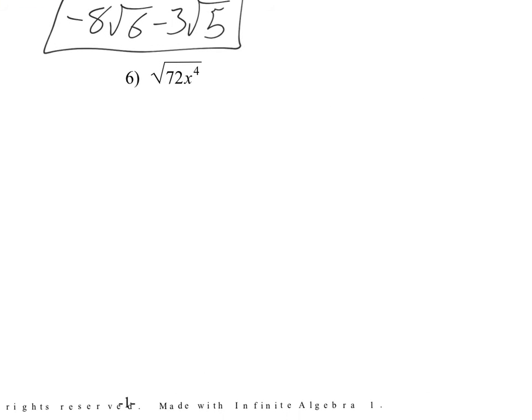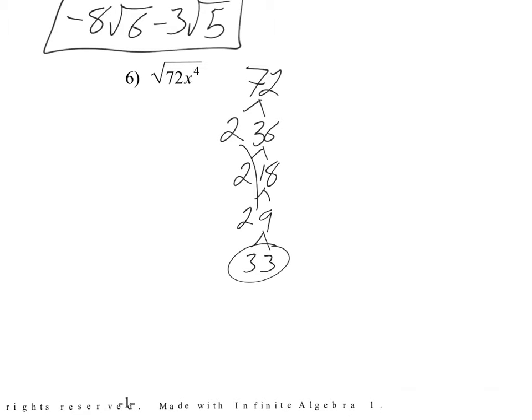Okay, next one, 72. Let's go ahead and split this up. So let's go 2 and 36, 2 and 18, 2 and 9, 3 and 3. So I have a pair of 3s, a pair of 2s, and then a 2 left over. I have 4 x's, 2, 3, 4.